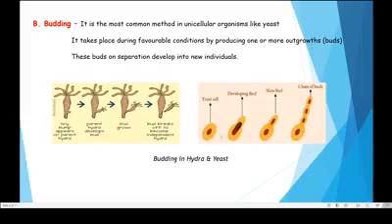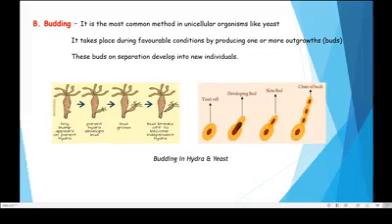Here you can see the yeast cell, and after some time it forms an outgrowth, or you may call it a bud. This is the developing bud of the yeast cell. It gradually increases and gets detached from the yeast cell, and then the detached bud grows as a new individual. So this is the budding process.